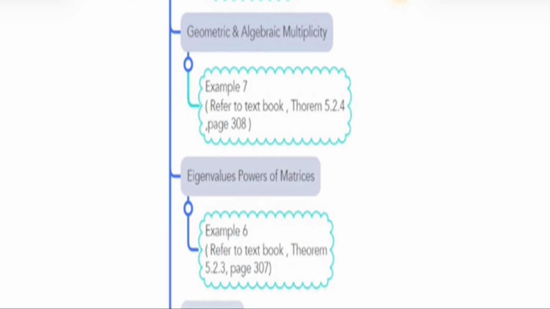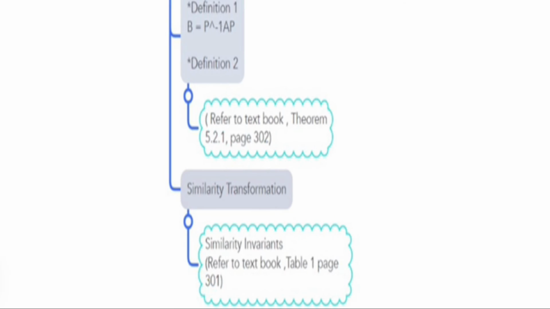We can also find eigenvalues, powers of matrices, in example 6, page 307. Next, definition 1, which is P equal to P to the power of negative 1 AP, and definition 2, we can refer to textbook page 302, and we can find similarity transformation and similarity invariance on page 301.